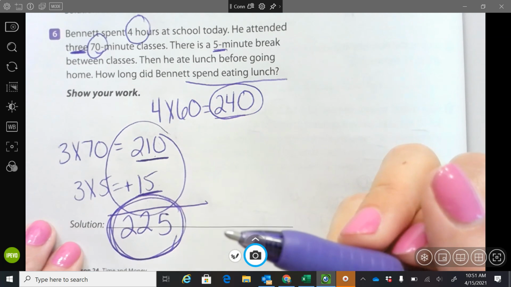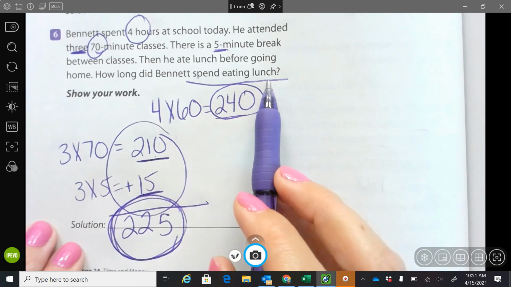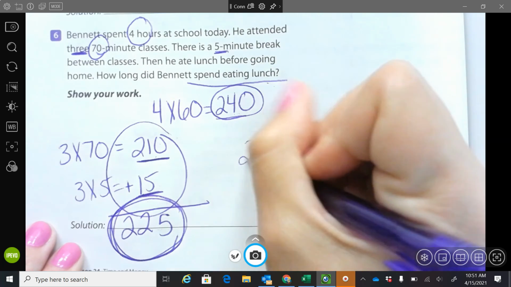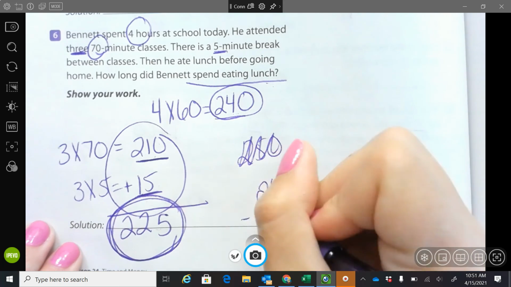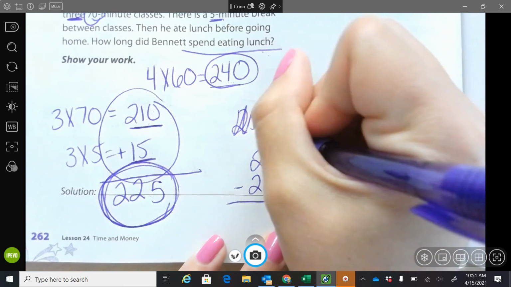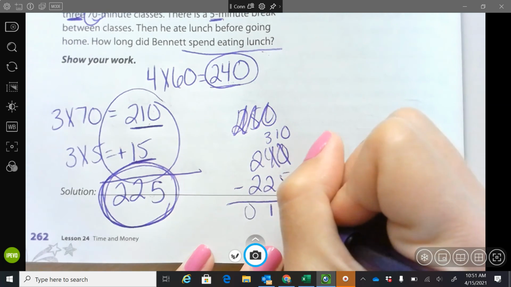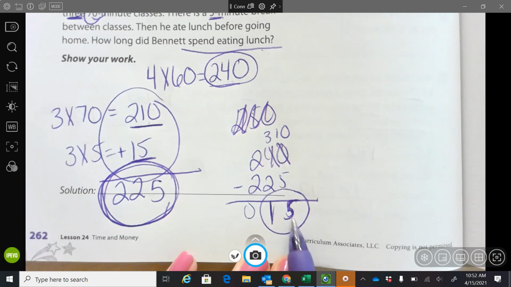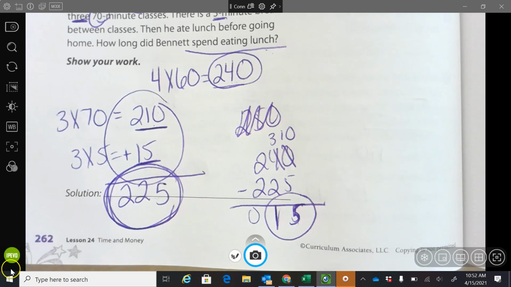The question is asking us to find what? How long he spent eating lunch. Okay, so what do we do now with these two numbers? Subtract them. We need to find the difference. This is 240. So, how much time did he spend eating lunch? 15 minutes. Okay. Short lunch. Quick, short lunch.